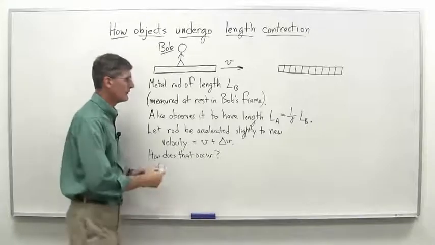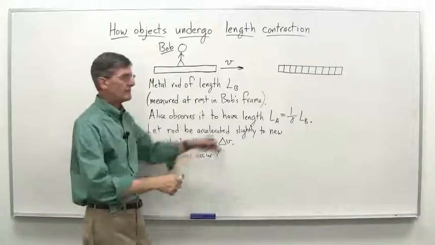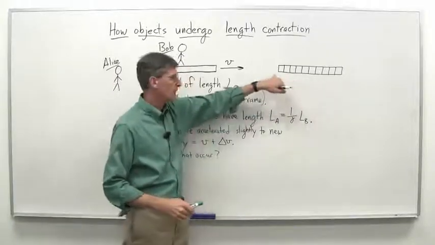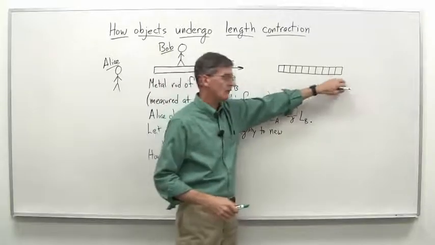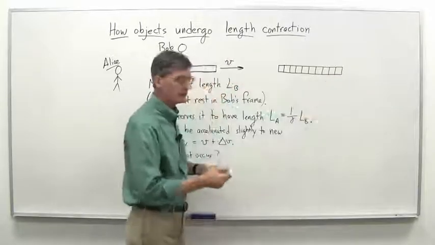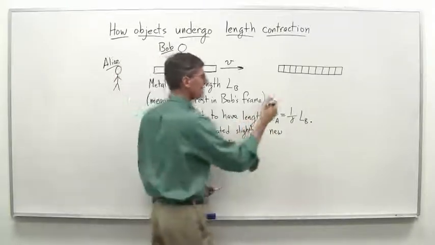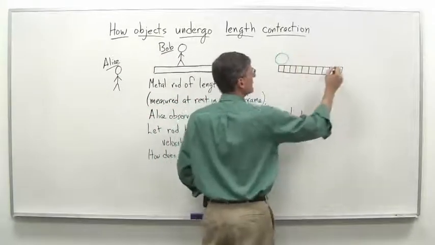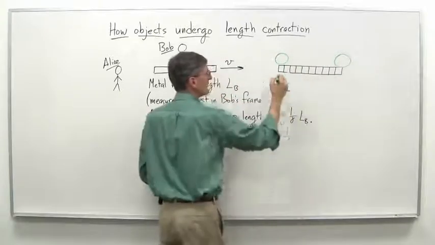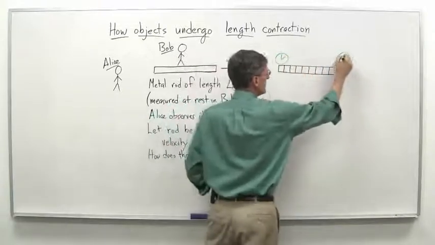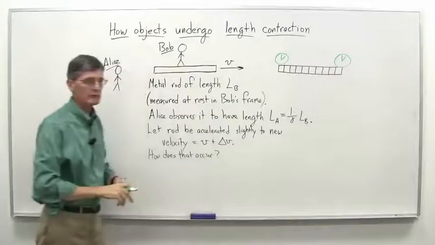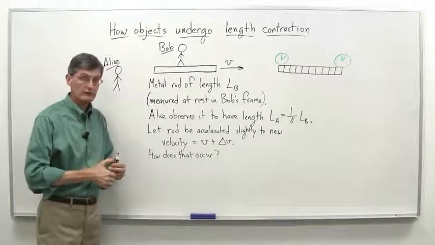And for the analysis here, we don't have to worry about every single slice. Let's just think about the back slice here and the front slice here. And let's put our typical clocks here. In other words, Bob has his usual lattice of clocks. And so we'll put a clock on the back slice and one on the front slice. And of course, in Bob's frame, those clocks are synchronized.